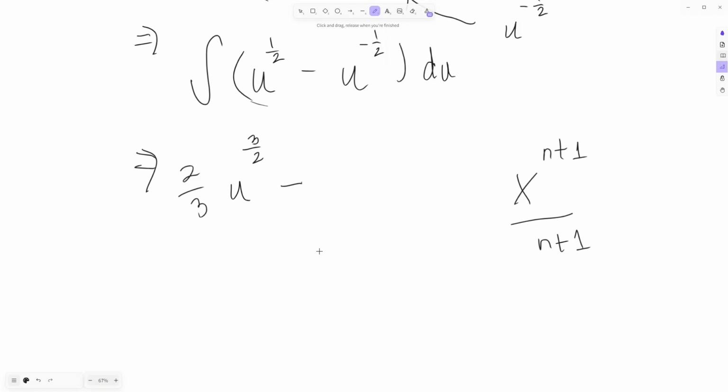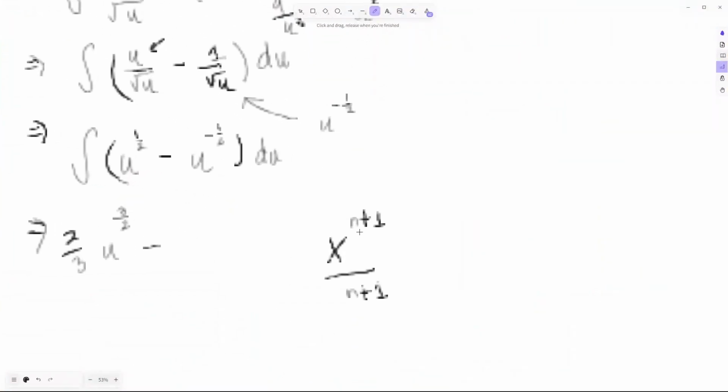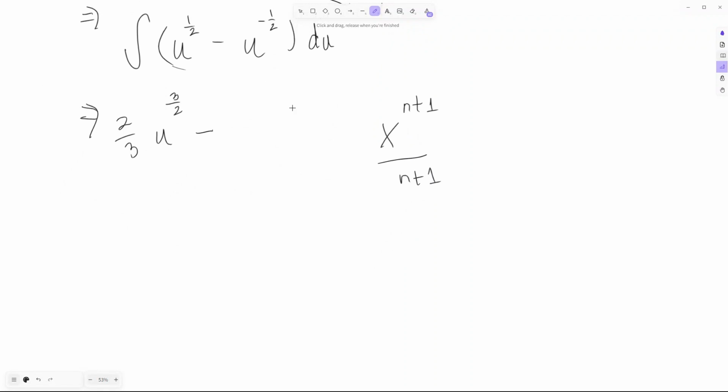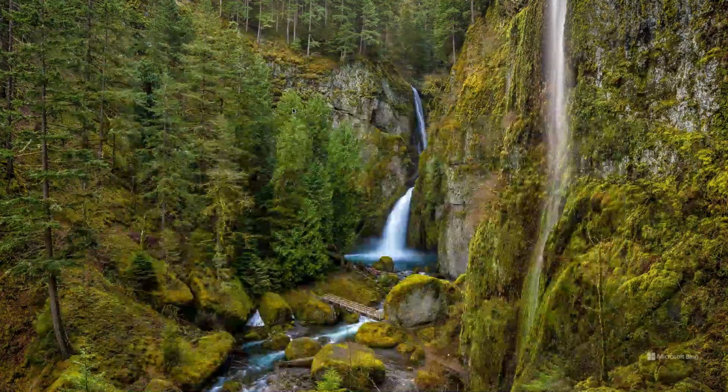And then our u to the negative 1/2, we can take that and do the same thing. Negative 1/2 plus 1 is 1/2, so we get u to the 1/2 over 1/2, which is multiplying by the reciprocal, 2, plus c. So this is not our final answer. We still have to substitute u back in.